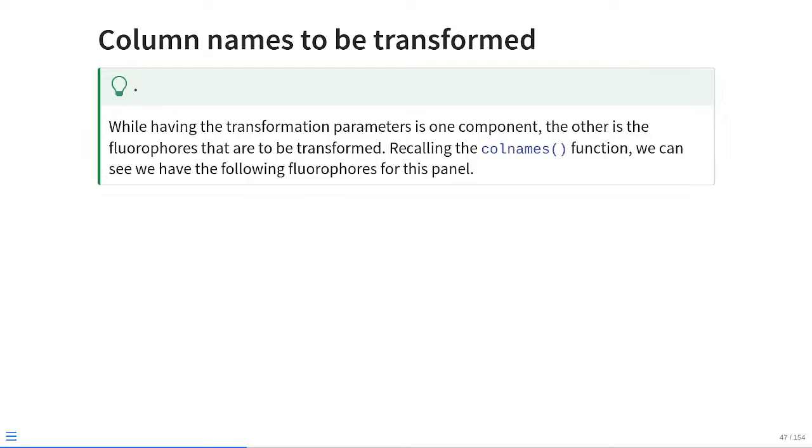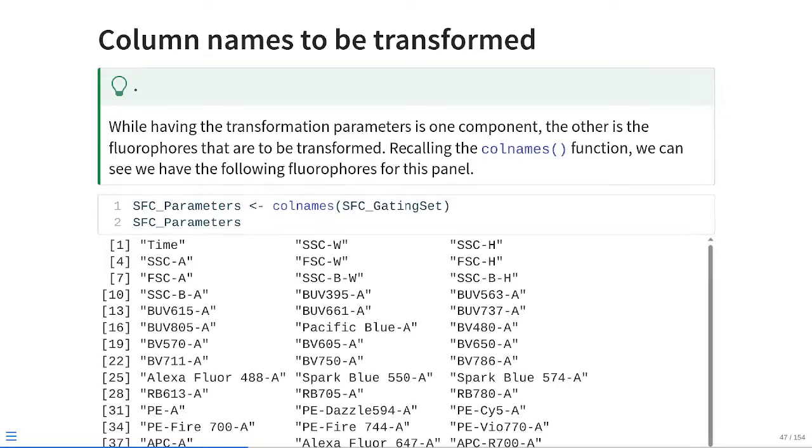So we need to be able to subset down which columns we want to be transformed and which columns we don't want to be transformed. The way we can do this is going back to the column names function. We saw that we can retrieve the column names. And currently we have a combination of both fluors that we want to transform and those parameters that we don't. So basically we just need a way of subsetting out the time, the side scatter, and the forward scatter parameters so that we're not including them within our vector style list.